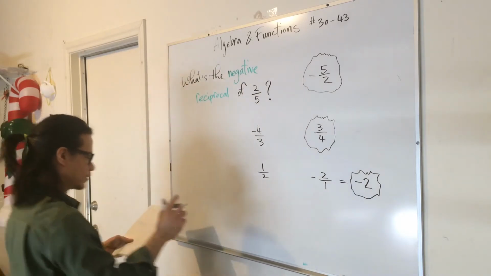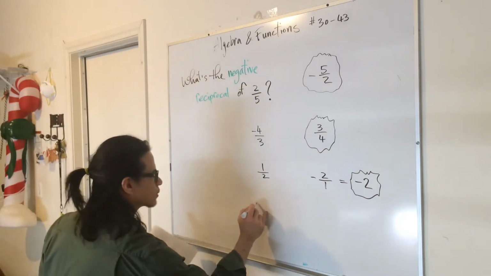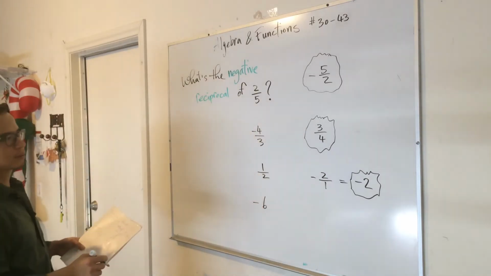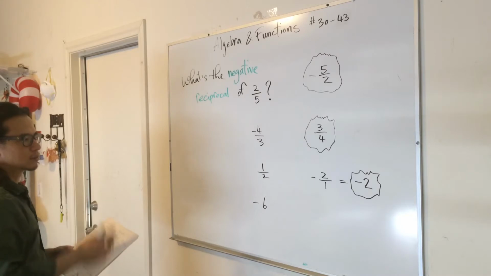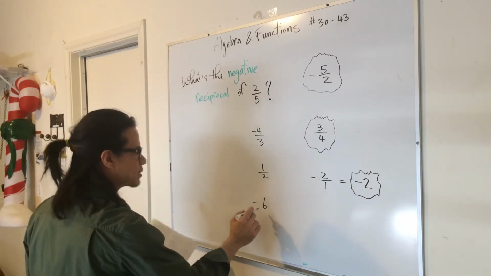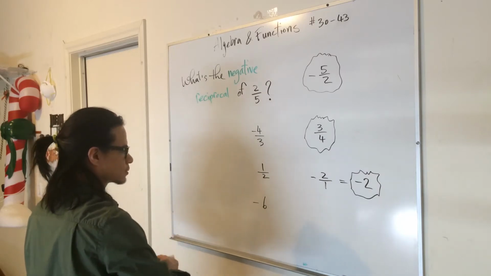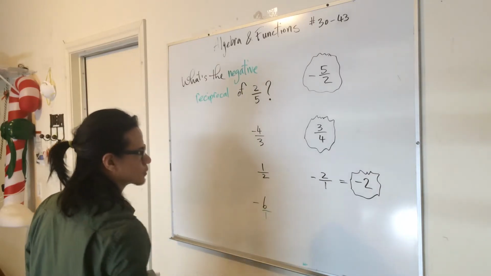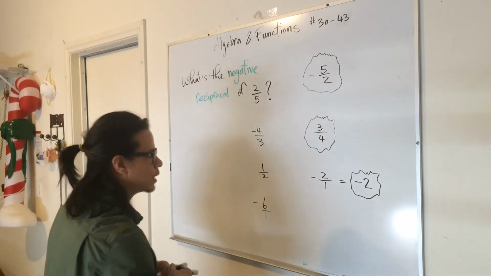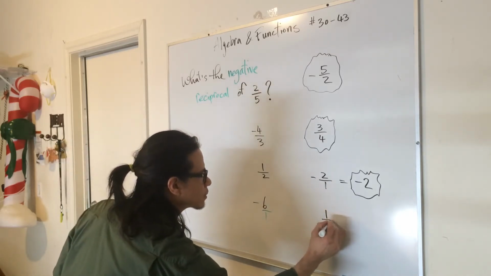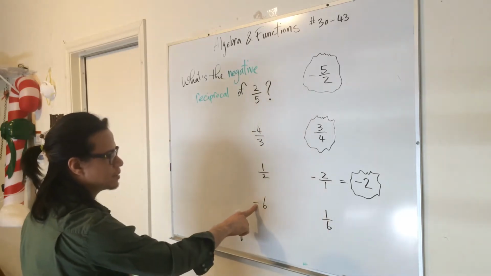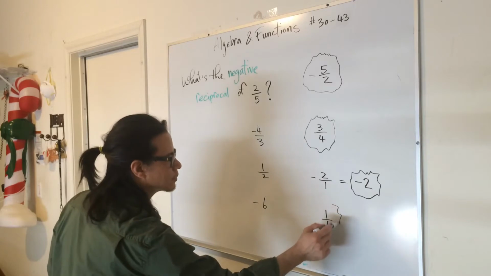Okay, one more, just to be sure. What's the negative reciprocal of -6? Remember 6 is the same as 6/1. To flip that upside down, you're going to get 1/6. And since this is negative, that will be positive.